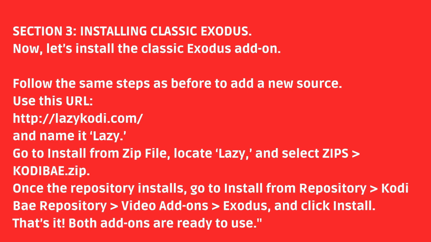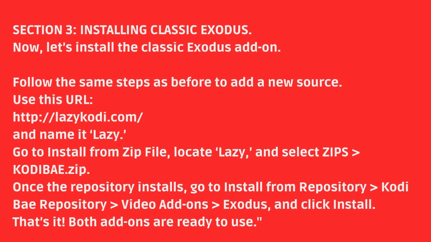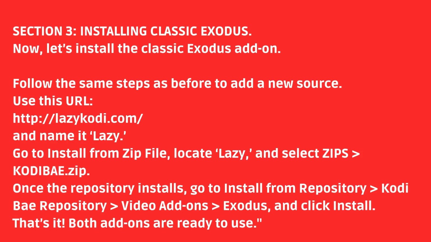Section 3. Installing Classic Exodus. Now, let's install the Classic Exodus add-on. Follow the same steps as before to add a new source. Use this URL, http://lazykodi.com, and name it Lazy. Go to Install from zip file, locate Lazy, and select zips > kodibay.zip. Once the repository installs, go to Install from repository > Kodibay repository > Video add-ons > Exodus, and click Install. That's it. Both add-ons are ready to use.